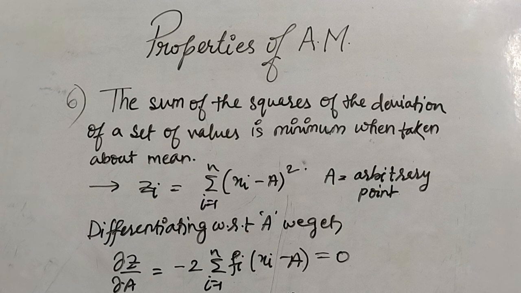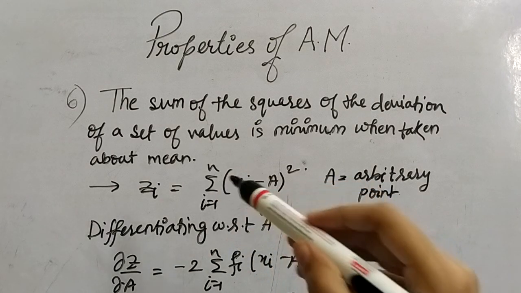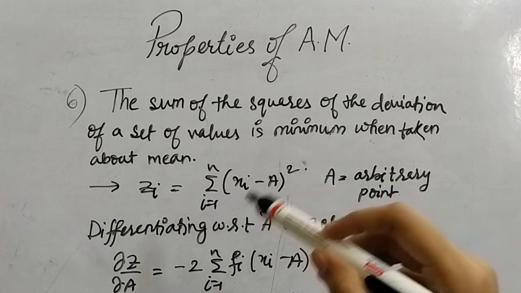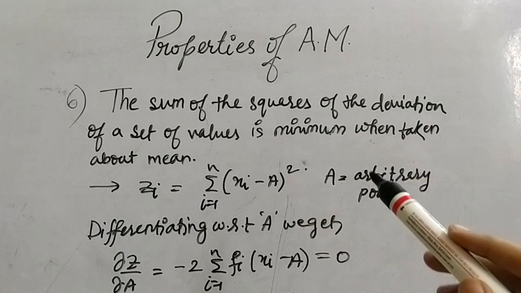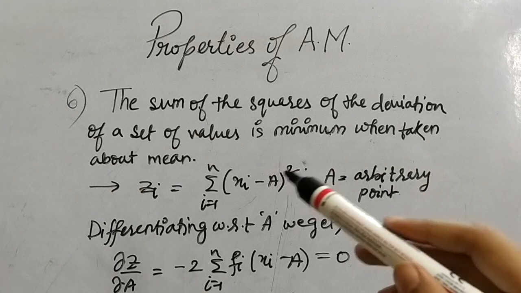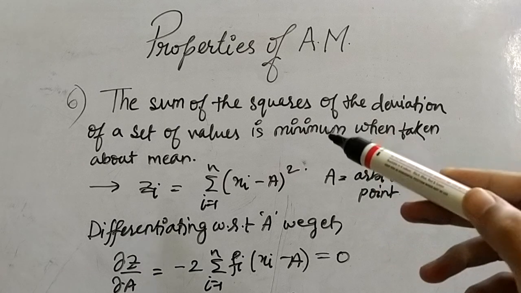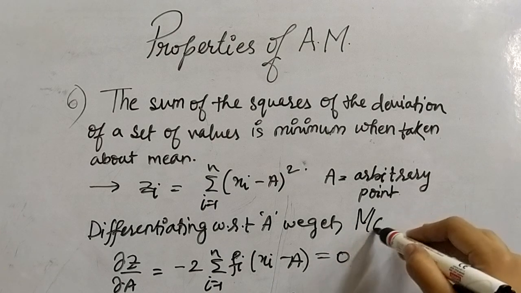The sixth property is: the sum of the squares of deviations of a set of values is minimum when taken about the mean. Now let z be equal to the sum of the squares of the deviations. Sum denotes this sigma, deviation is this, and the squares of the deviation. I just hope you got this clear. We have purposely taken A to be an arbitrary point, where we have to prove A is equal to x bar. In order to prove this property, we have to apply the formula for maxima and minima.